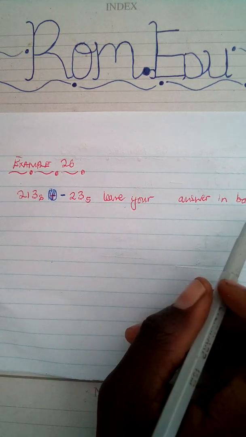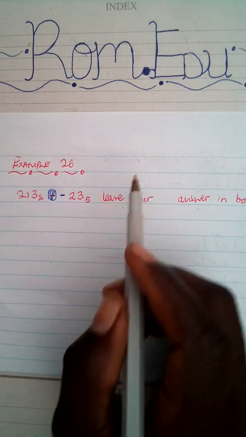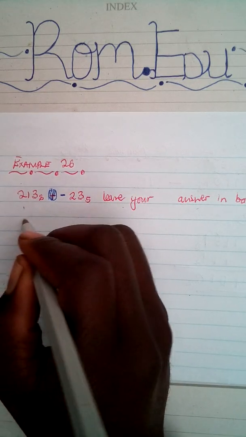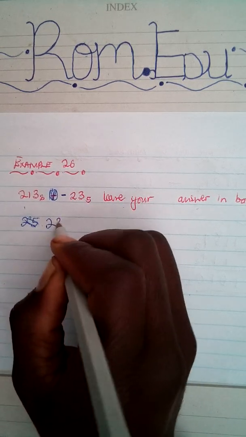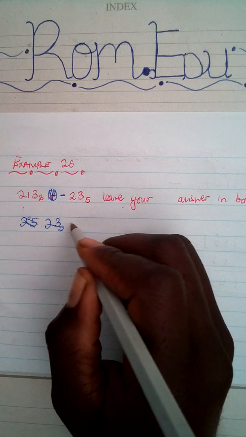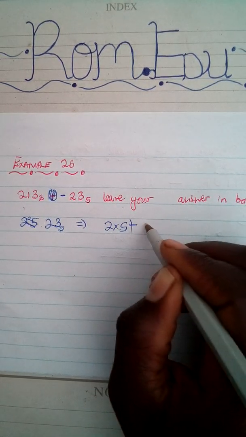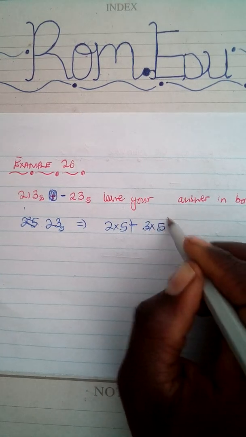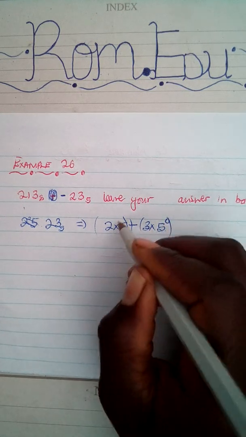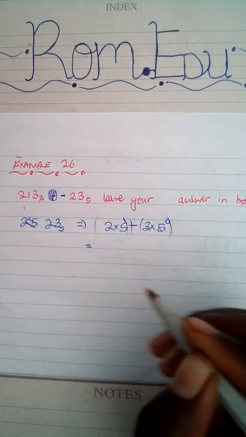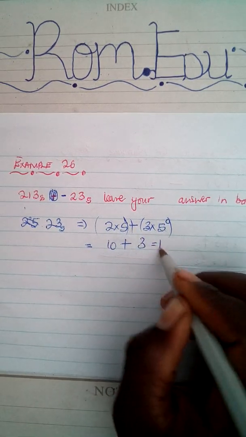Now we want to leave the answer in base 8, right? So the first thing that we have to do is to convert 23 base 5 to base 8, right? So this 23 base 5 is actually going to be 2 times 5, then plus 3 times 5. Remember, multiply every number by the base, then you put on the power starting from the right hand side, the 0, 1 there, then you're going to get a 10 plus a 3, which is 13.